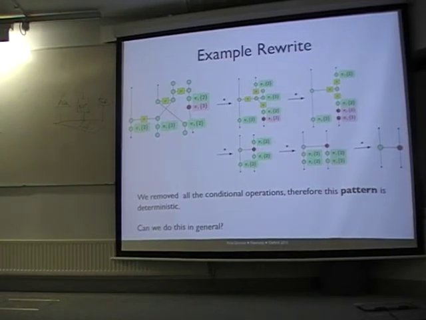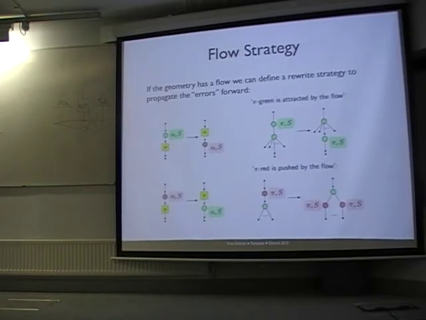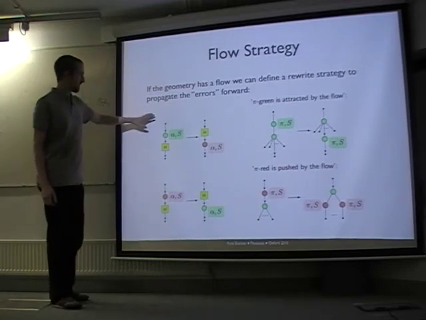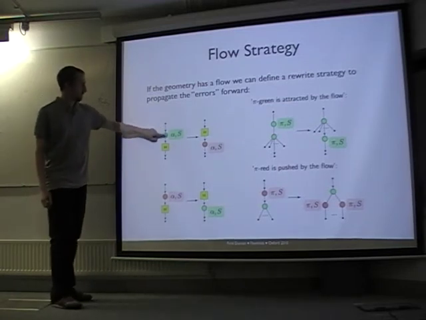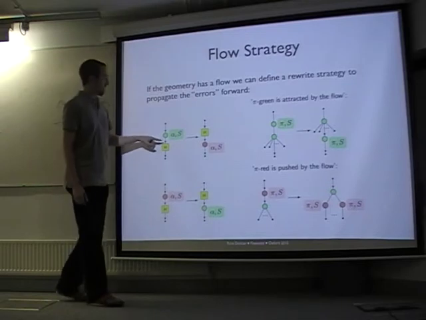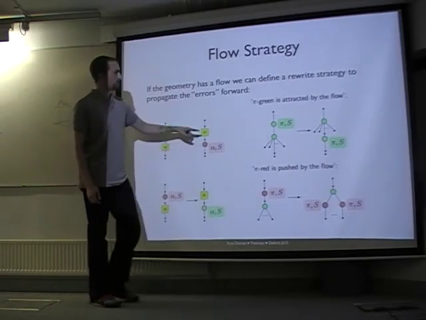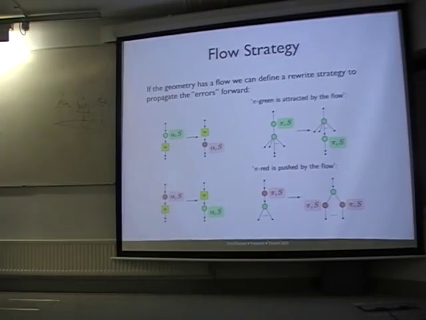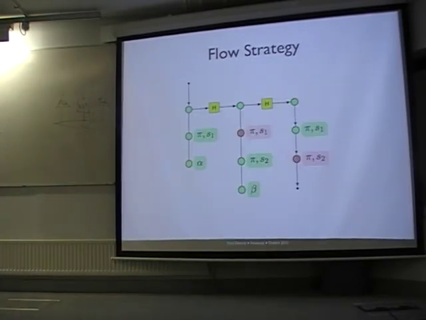So that was an example, but can you do it in general? And the idea is, yes, you can if you have a flow. And I'm running a little short on time, so I won't go into the details of this. But basically, you use the flow to put a direction on some of your edges, and then the flow tells you where you have to pull these operations on the graph. So again, information flow at work. Here's a quick example. Here's a pattern. Here's the flow.